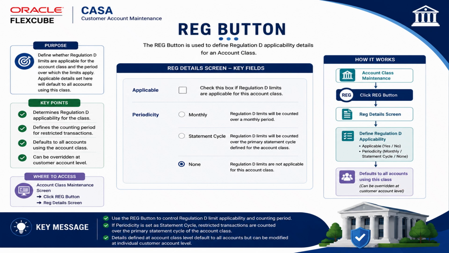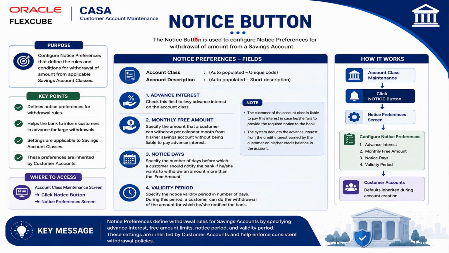The Notice button allows banks to configure notice preferences for withdrawals from applicable savings accounts. Parameters such as advance interest, monthly free amount, notice days, and validity period determine how withdrawals are processed when advance notice is required. These settings help banks enforce withdrawal policies consistently across customer accounts.